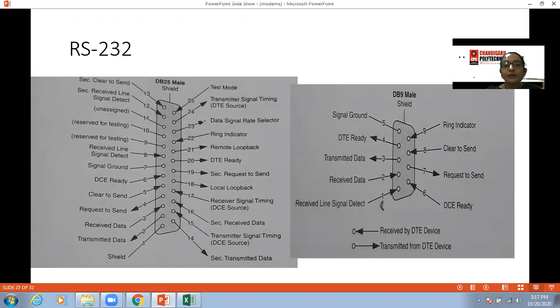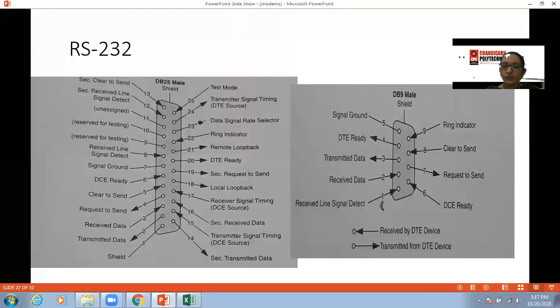Ninth and 10th will be reserved for testing. 11th is unassigned. 12th one is received line signal detect. 13th one is clear to send. 14th is the transmission of data. 15th one is our DC source, which will be the transmitter, used for the transmitting side. 16th one is reception side. 17th is the receiver, that is a DC source.